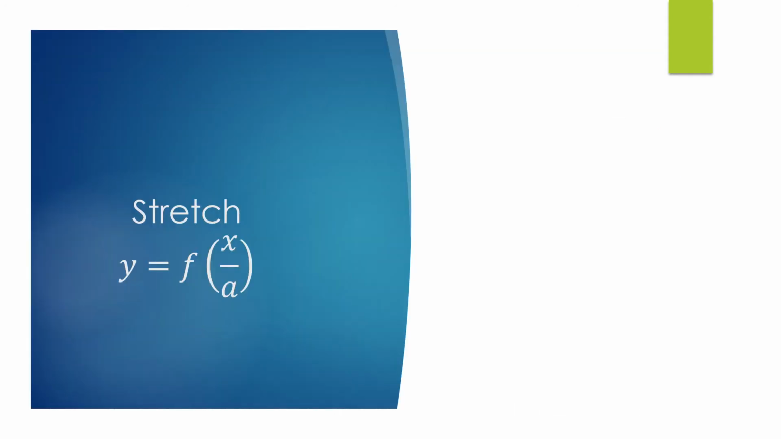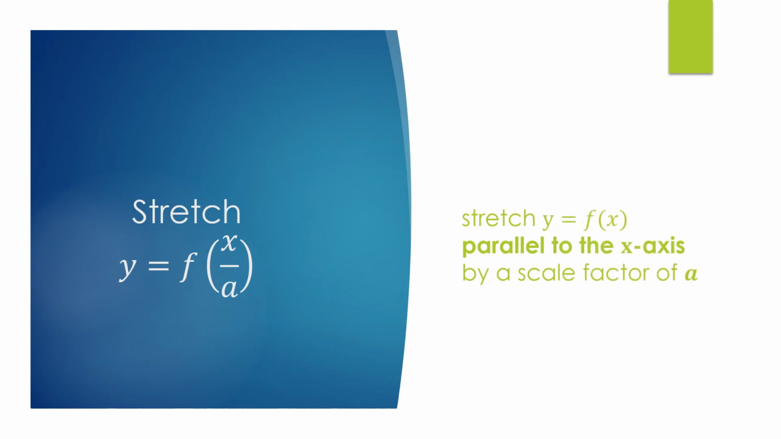So if we want to sketch the related function of y equals f of x over a, then we're going to have another stretch, but this time our stretch of y equals f of x is going to be parallel to the x-axis by a scale factor of a. Because this time we're doing y equals the function of x divided by a. So in order to isolate x, we would have to multiply both sides by a. So all of our x coordinates are going to be multiplied by the scale factor.